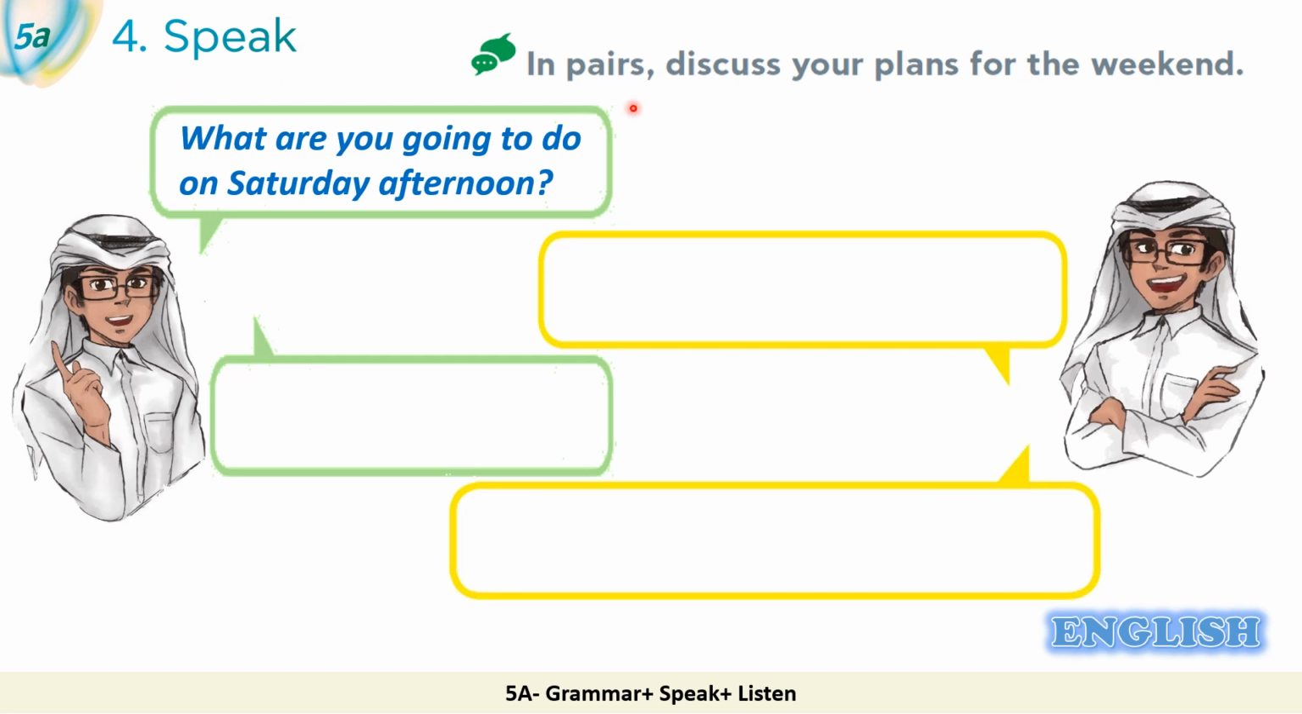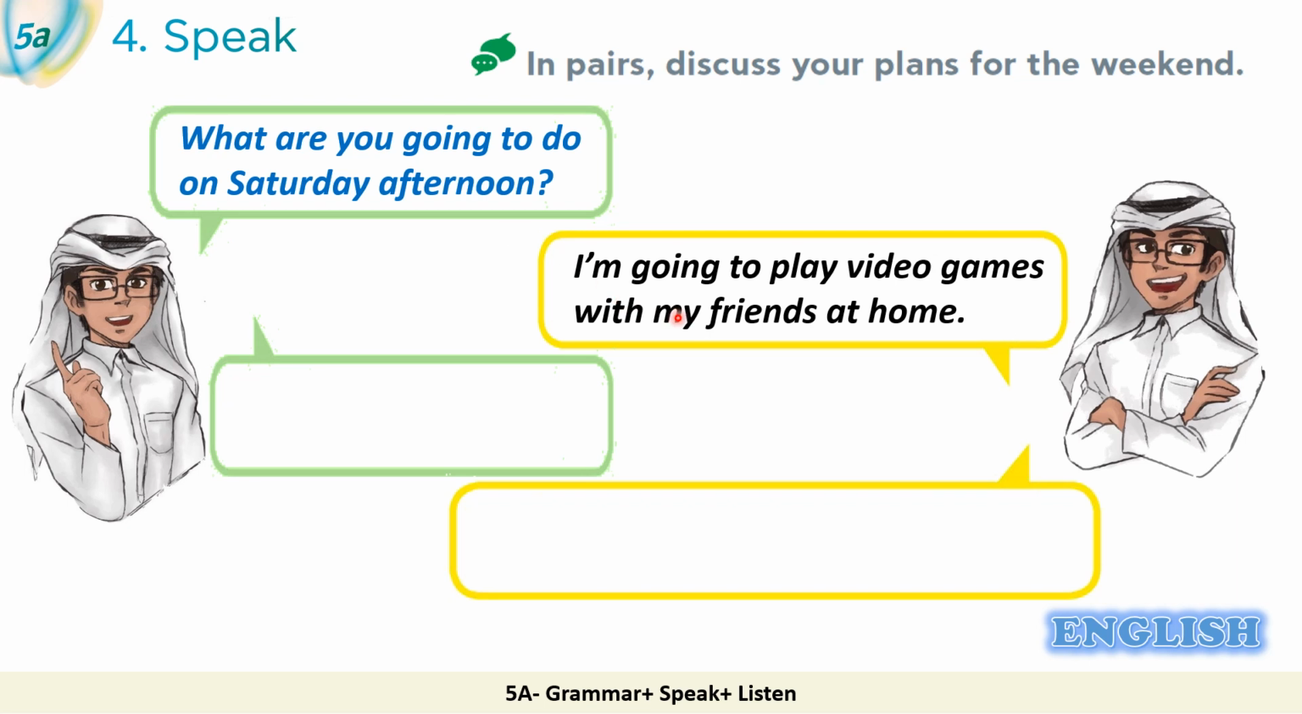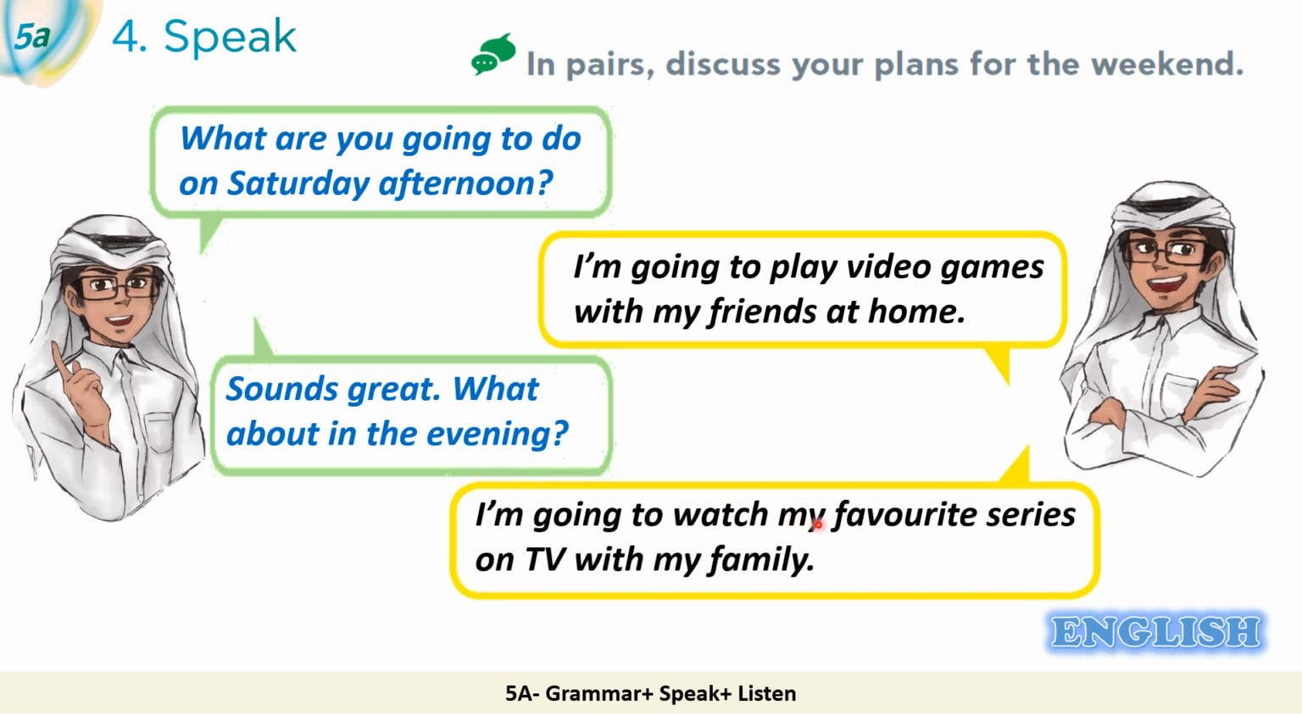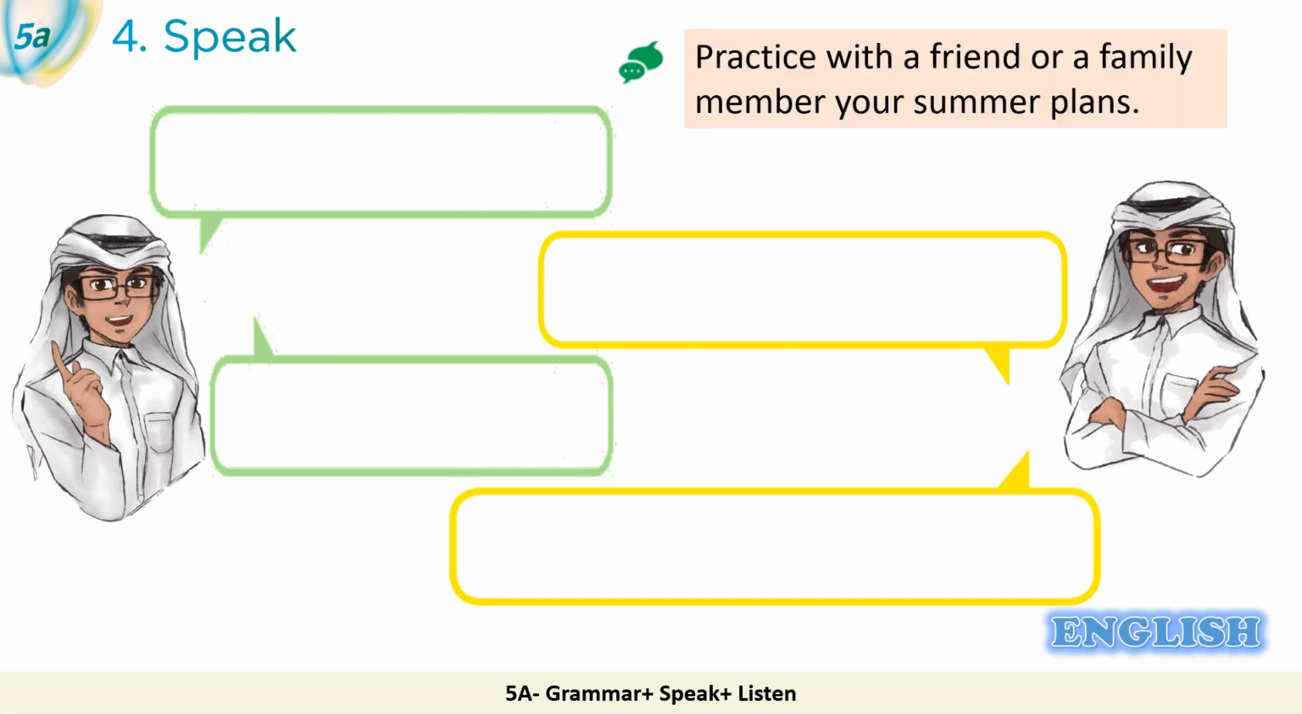Speak. In pairs, discuss your plans for the weekend. Now, this is an example. What are you going to do on Saturday afternoon? I'm going to play video games with my friends at home. Sounds great. What about in the evening? I'm going to watch my favorite series on TV with my family. Now it's your turn. Practice with a friend or a family member your summer plans.